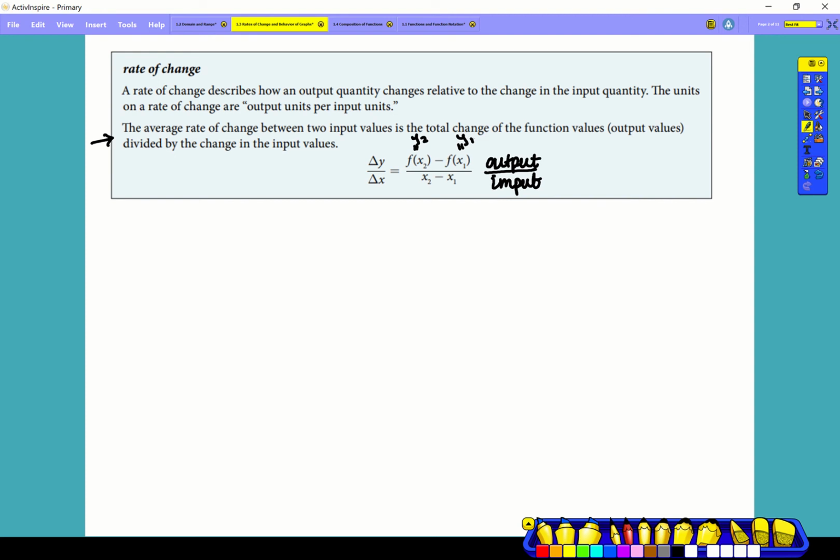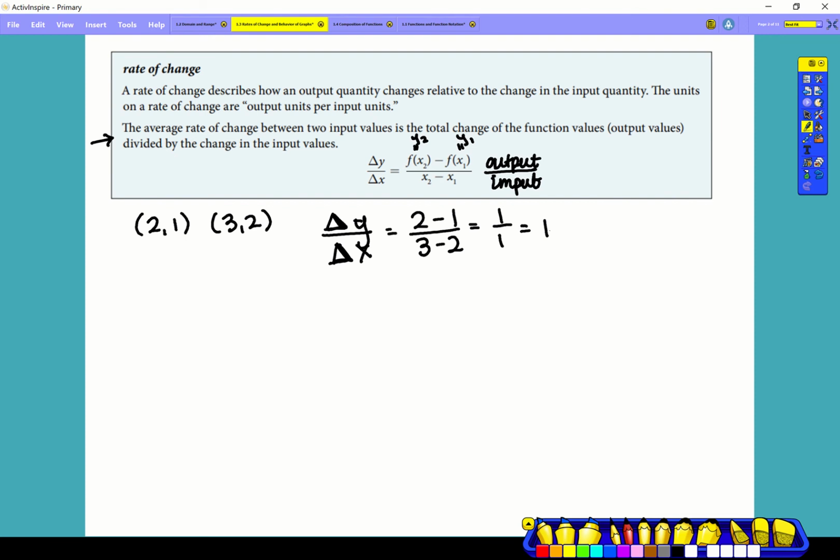So we can find the average rate of change if we're just given 2 values. So if we know that this is 1 point and this is 1 point, then our average rate of change, our delta y over our delta x, would give us 2 minus 1 over 3 minus 2. So that gives us 1 over 1 is 1. So the average rate of change there is 1.